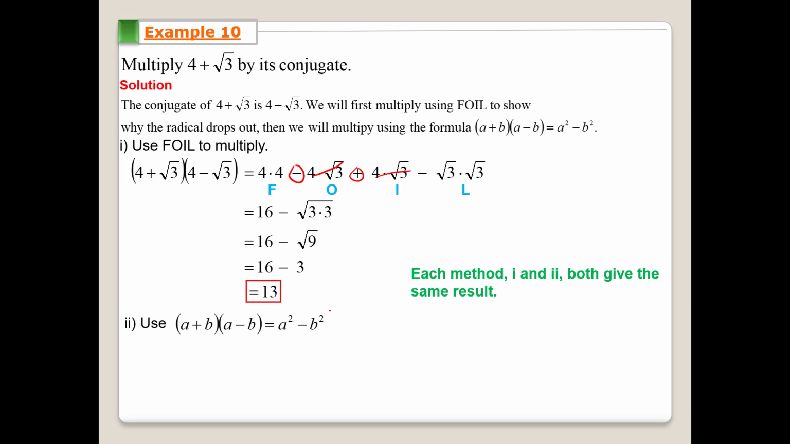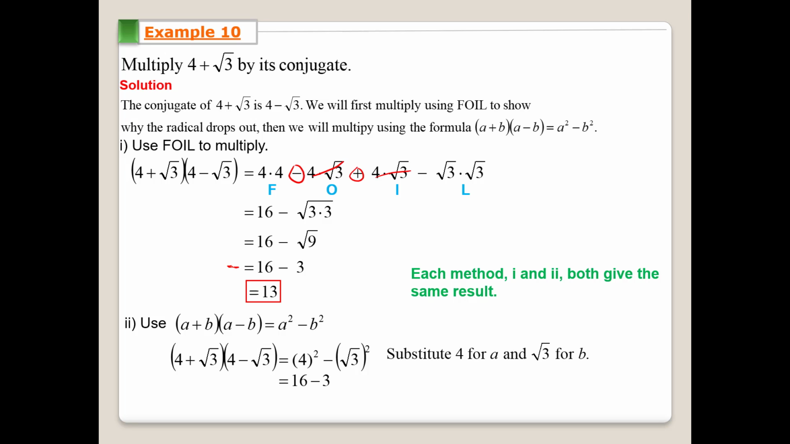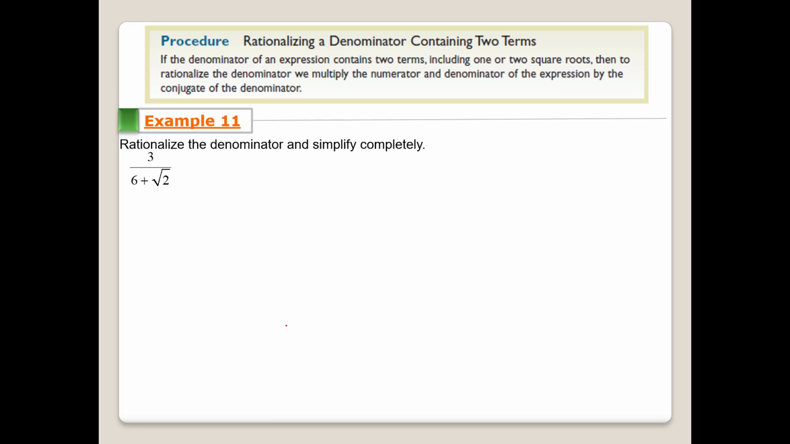So if we do this method, it will give us the same results, because we can look at this by saying our a is 4 and our b is square root of 3. Well, if we do that, we square 4 and we square the square root of 3, so we have 16 minus 3 like we just did, and this right here gives us 13, okay?